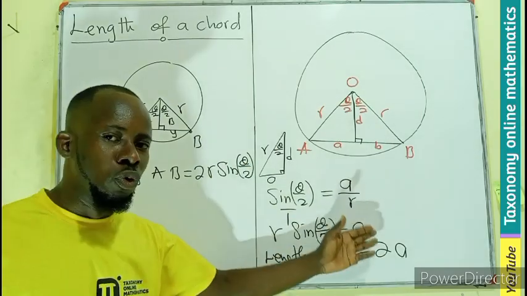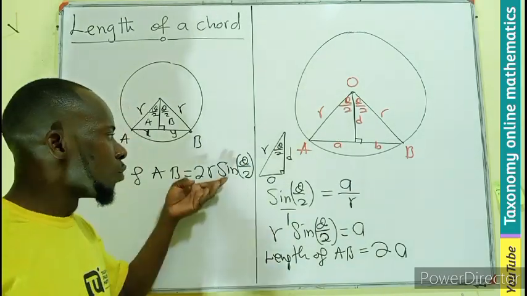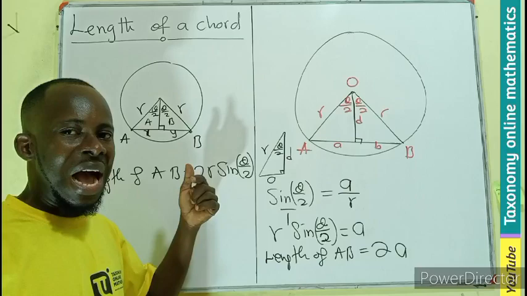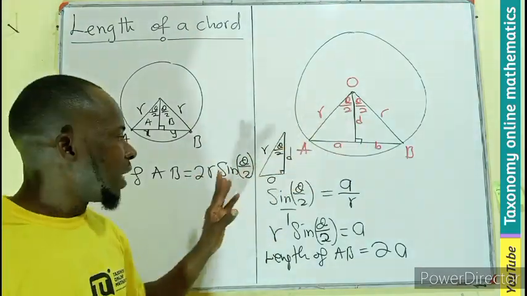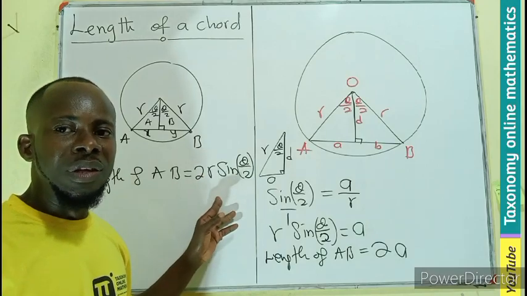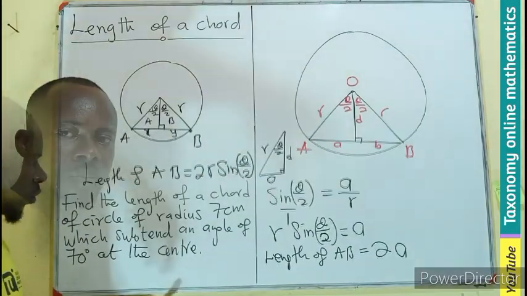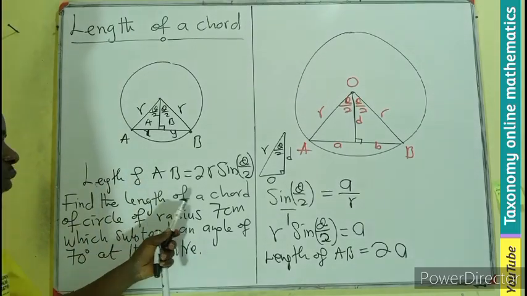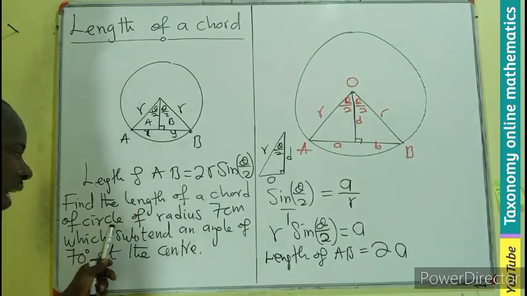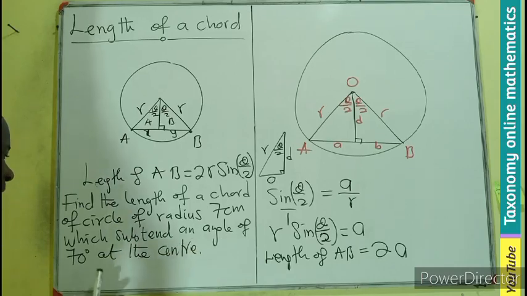Because whatever we are going to do using the trig functions will result into this. So if I have any question that makes use of the angle, then straightforward I am going to use this. So let's see, for example. If we have a question like this, we have to find the length of a chord of a circle of radius 7 centimeter which subtends an angle of 70 degrees at the center.